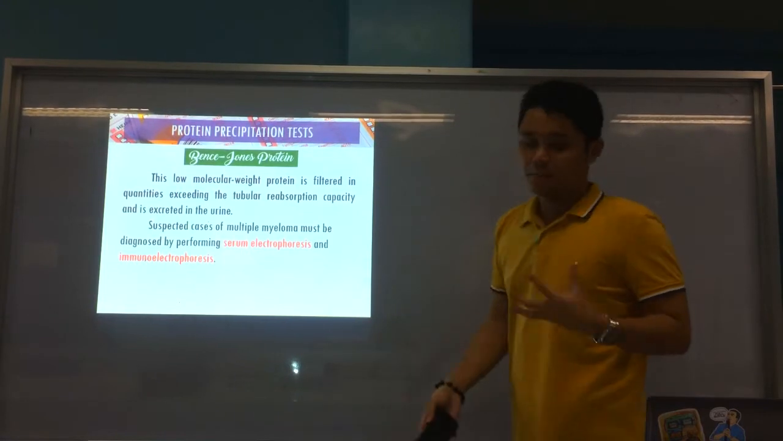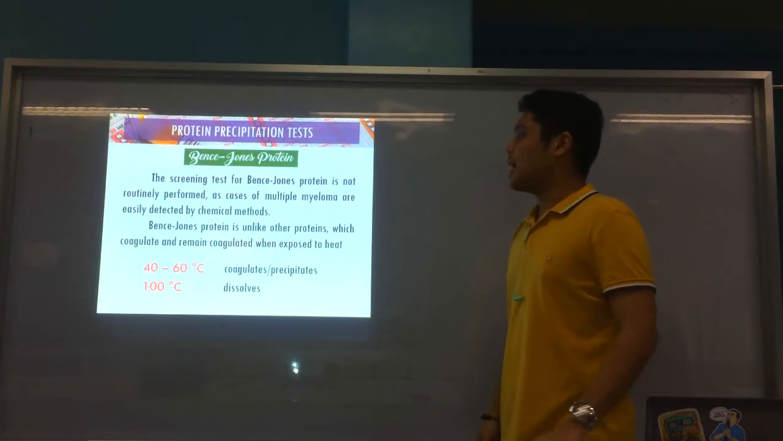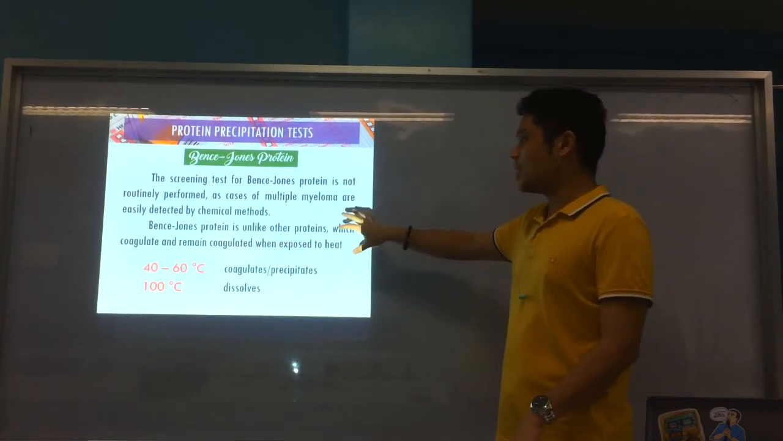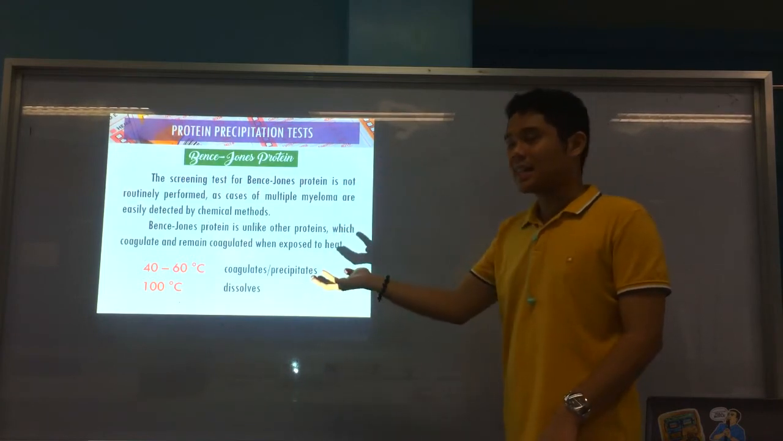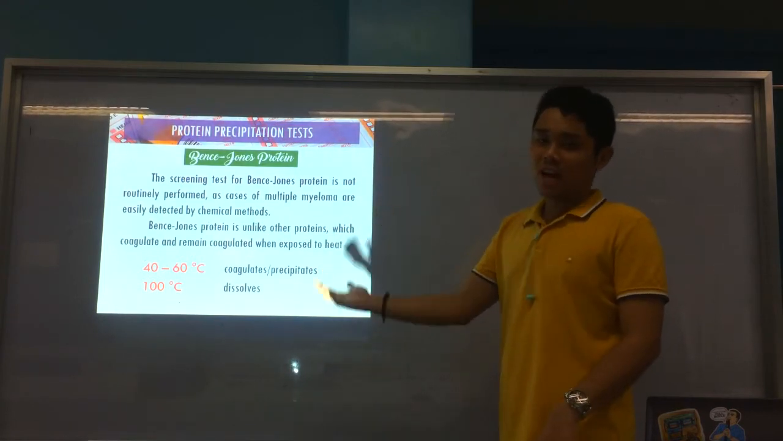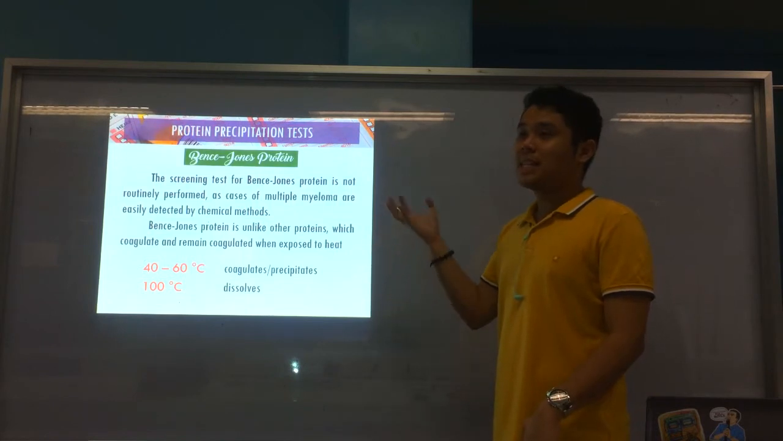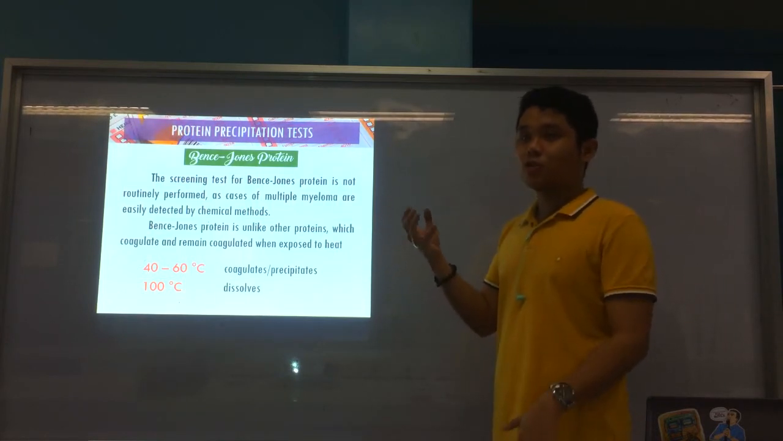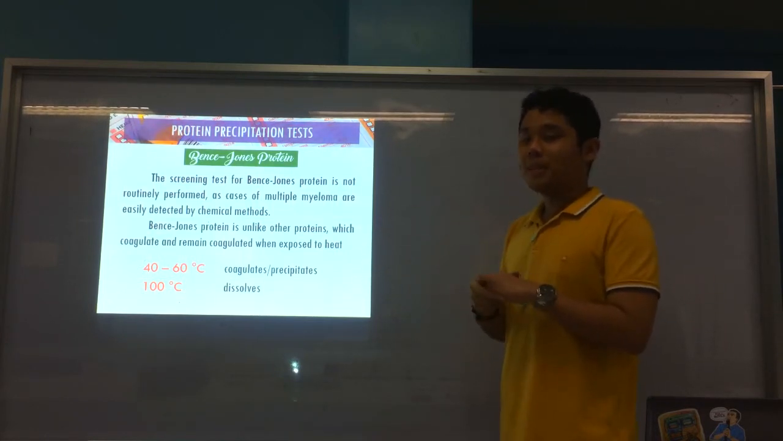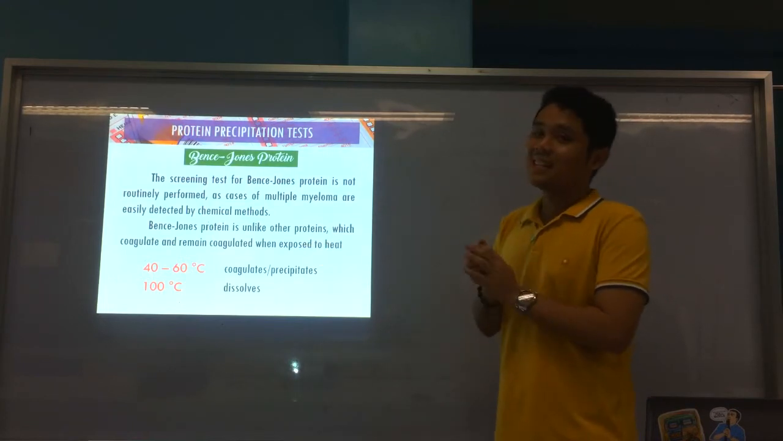That's a confirmatory test, but it can be seen again in urine, right? Usually for screening, it's not performed, but it's easily detected by chemical methods. And again, what are the characteristics of Bence Jones proteins? They dissolve at 100 degrees Celsius, but they coagulate or precipitate at 40 to 60 degrees Celsius.